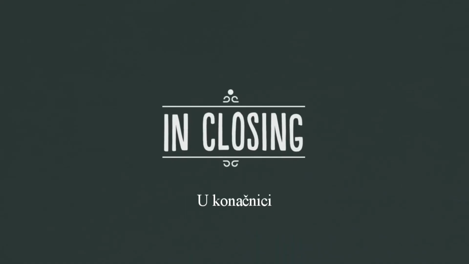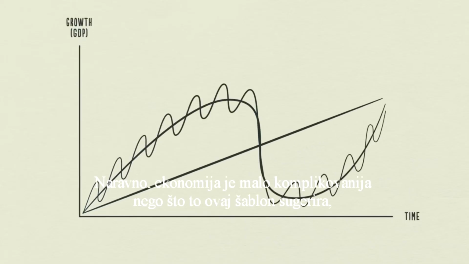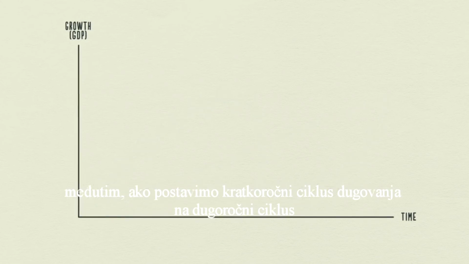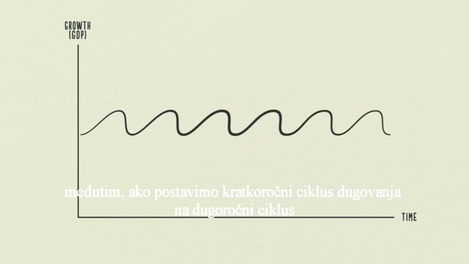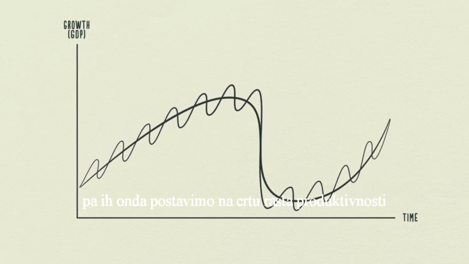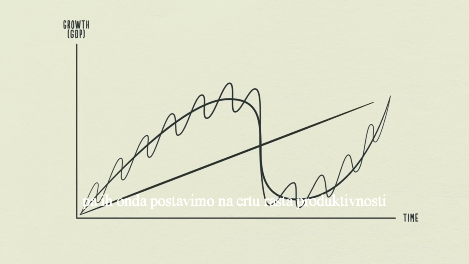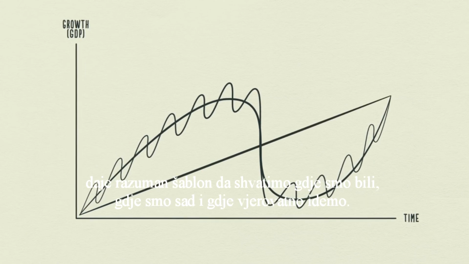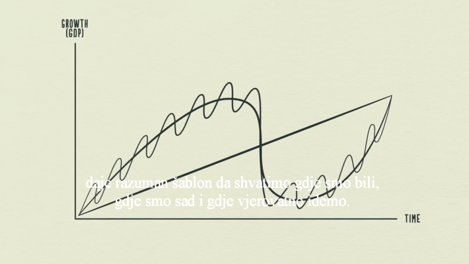In closing, of course, the economy is a little bit more complicated than this template suggests. However, laying the short-term debt cycle on top of the long-term debt cycle and then laying both of them on top of the productivity growth line gives a reasonably good template for seeing where we've been, where we are now, and where we're probably headed.